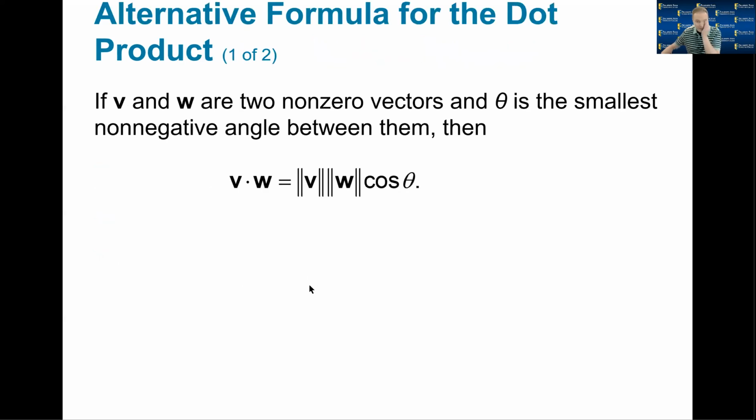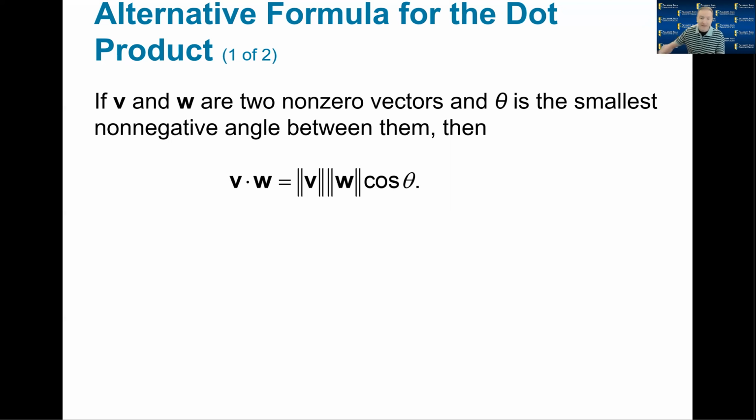Now, an alternative format for the dot product, and this actually helps us find the angle between the vectors. I can say the dot product of v times w is the magnitude of v times the magnitude of w times the cosine of the acute angle between them. Whenever we have two vectors, there's always going to be an angle. Take the smaller angle and make sure you call it a positive angle for this angle theta. It says where theta is the smallest non-negative angle between them.